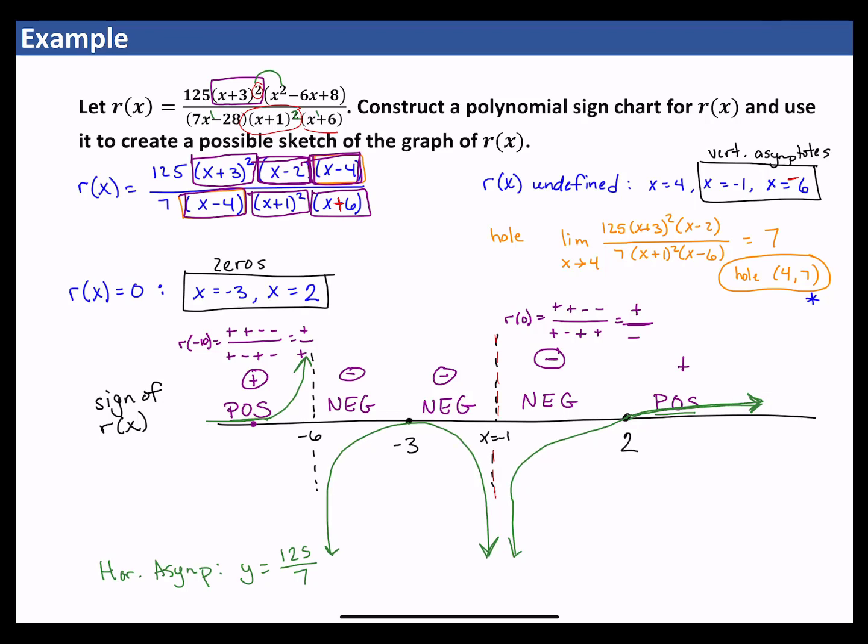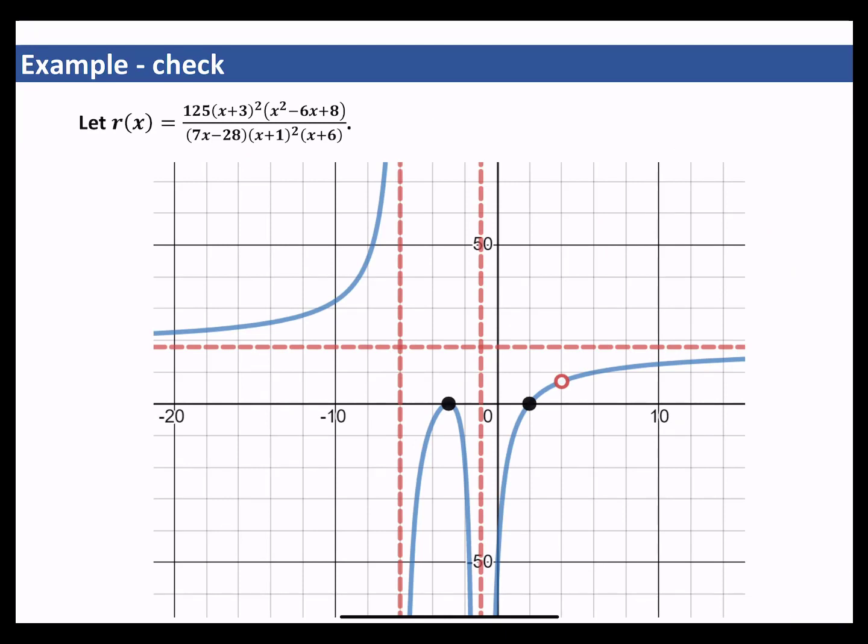So if we sketch this graph, it might be a little challenging, but we do see that it fits the sketch we had relatively well, and I added in, for your enjoyment, I suppose, the hole that we had found at (4, 7).